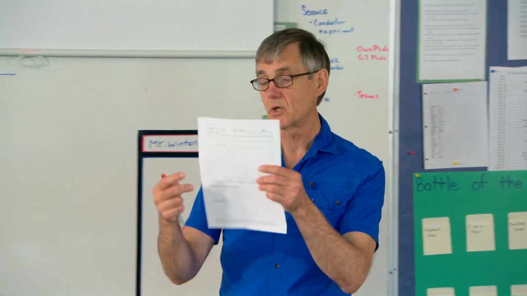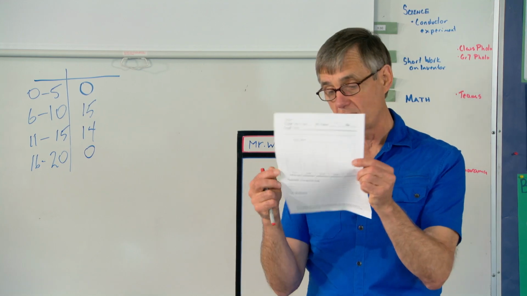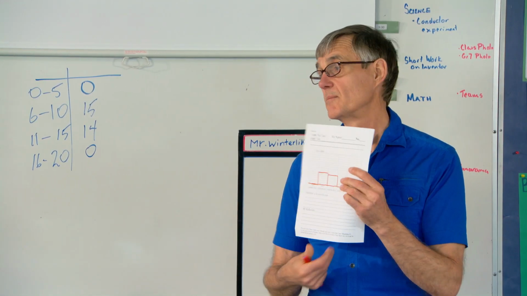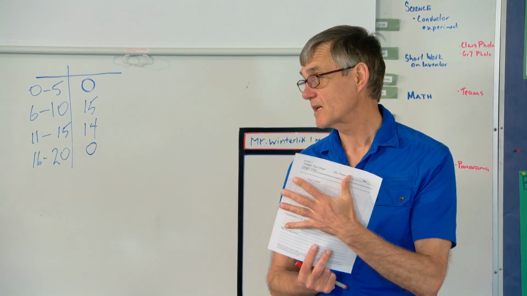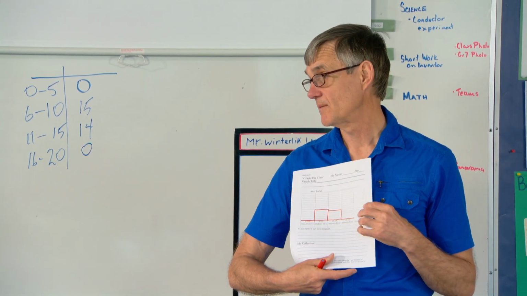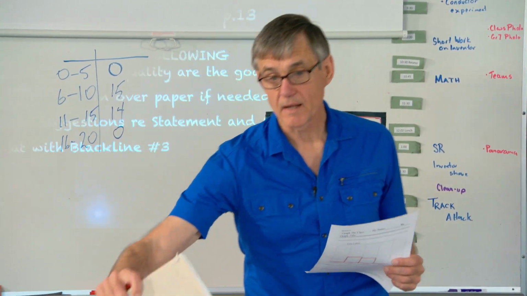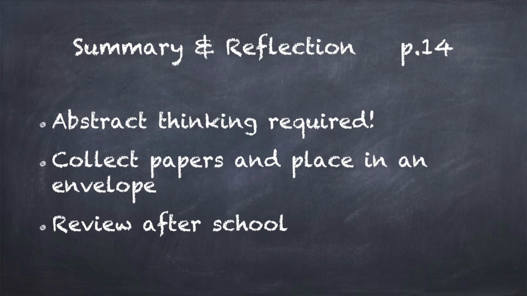And then the next one is going to be this shape, and it'll be black line number 3, and it has the same one on the back too, because you're going to use one for the second question and one for the third question. Okay, so then you're going to collect them up in our envelope. Just like we did before, and we're going to look at it after school.